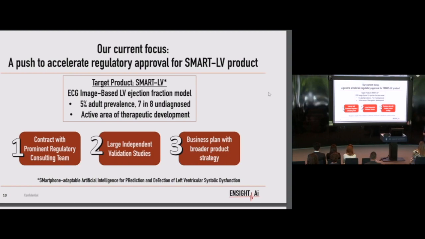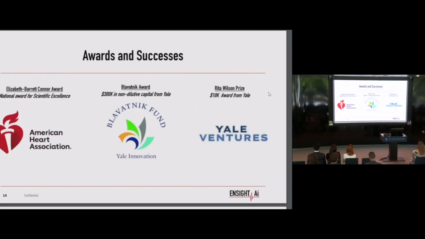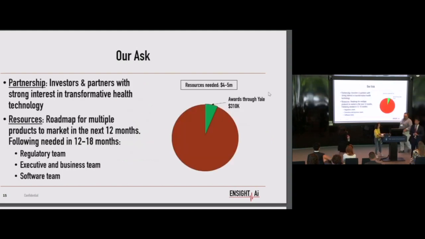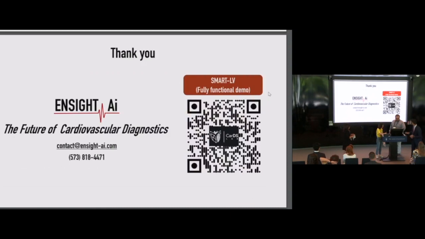What we have done so far is we've built this tool. We've validated it at multiple sites, and we have a stellar regulatory team working with us to get this through breakthrough device designation. We're doing this with help from many partners and funding from both internal and external sources. We are focusing on a seed round right now, and I'll leave you with this slide, which is a functional demo, which I can show you after the presentation. Thank you.